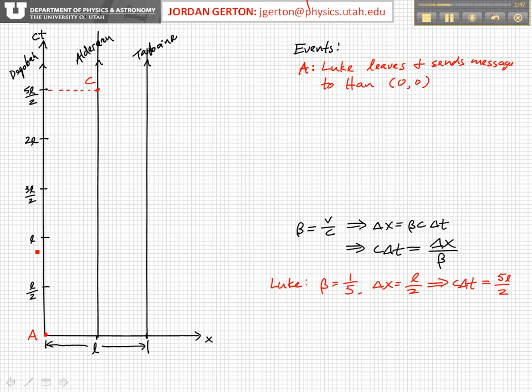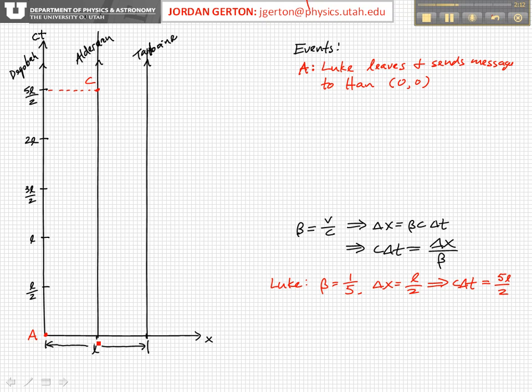I've drawn the vertical world lines of the planets Dagobah, Alderaan, and Tatooine. In this reference frame, they're stationary, so they don't have any change in the x coordinate. The distance between Dagobah and Tatooine I've denoted as L. And so the distance between Dagobah and Alderaan, and Alderaan and Tatooine, is L over 2.